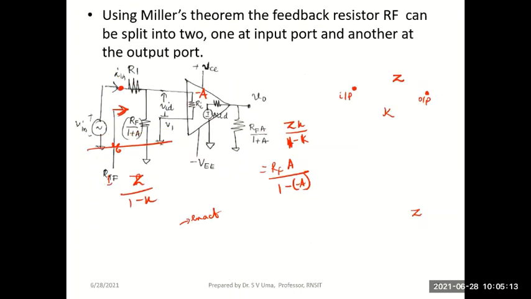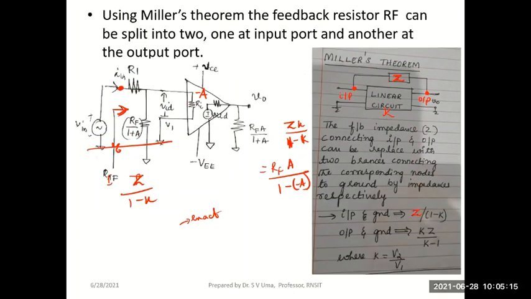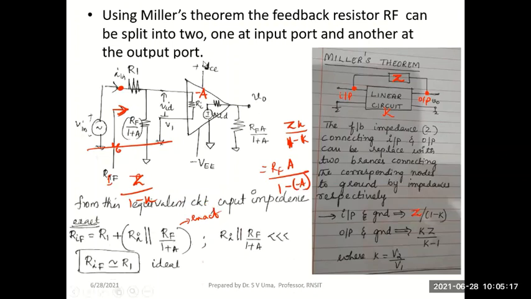For the input impedance of an inverting amplifier, we used Miller's theorem to divide the impedance seen connected between the input and output terminals into one part on the input side, RF by 1 plus A, and another part on the output side, RF into A by 1 plus A. Once we do this division, we are able to find the total effective input resistance after applying feedback would be R1 plus Ri parallel RF divided by 1 plus A.